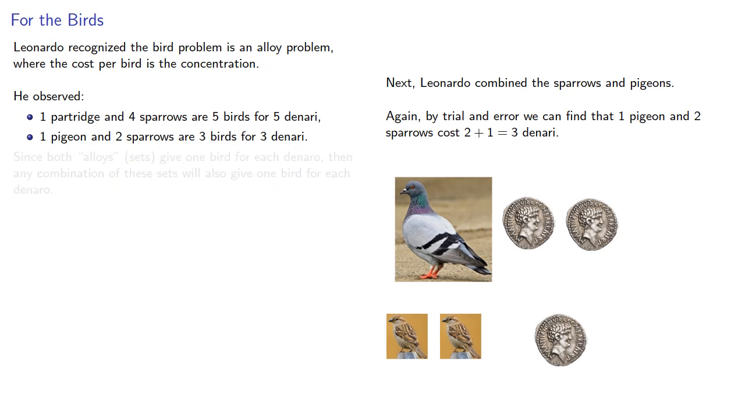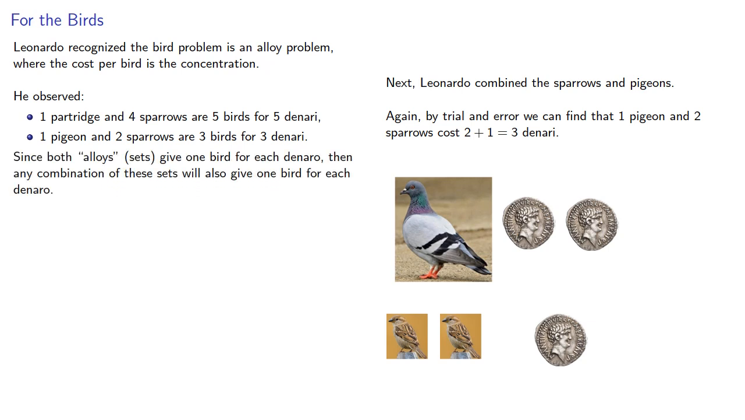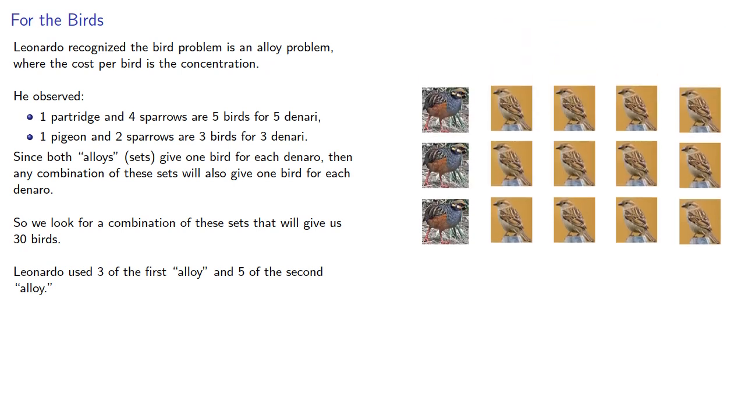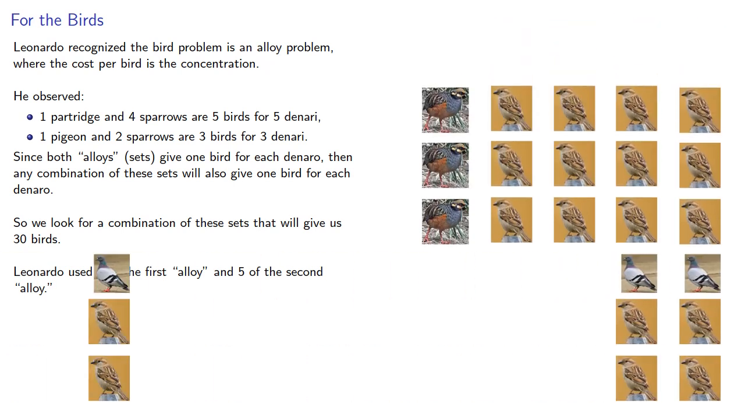Since both alloys, both sets, give 1 bird for each denaro, then any combination of the sets will also give 1 bird for each denaro. So we look for a combination of these sets that will give us 30 birds. And so Leonardo used 3 of the first alloy and 5 of the second alloy.